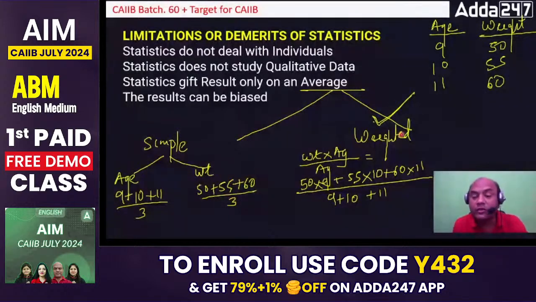What is a weighted average? Weighted means there's a multiplication involved. I'll multiply the weight with the age, and then I'll divide it by the sum of the ages. So 50 into 9 plus 55 into 10 plus 60 into 11, upon 9 plus 10 plus 11. So this is known as a weighted average.